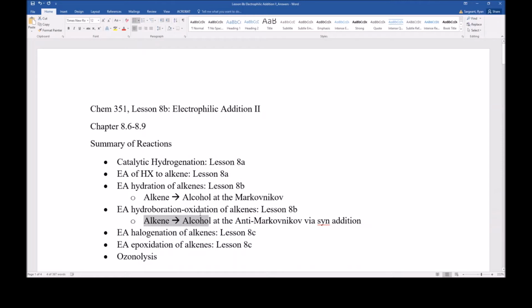Those are the reactions we're going to look at today. The first one puts the alcohol at the Markovnikov position, and the second one puts the alcohol at the anti-Markovnikov position via syn addition. And we'll talk about what all of this means when we get to that particular example.